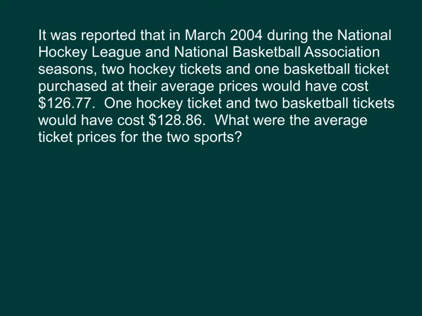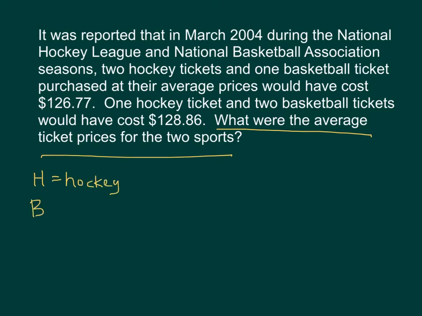Well, the very first thing that you're going to want to do is look at what it's asking you to find, because those are going to be your 2 variables that you're going to have to establish. It says, what are the average ticket prices for the 2 sports? So the 2 sports are hockey and basketball. In this case, I'm going to have my H stand for my hockey tickets, and I'm going to have a B stand for my basketball tickets.